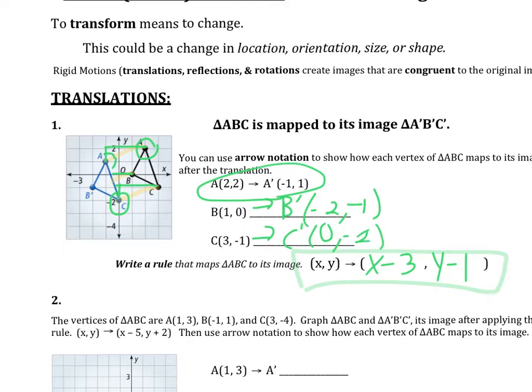Now I want you to notice something here. If you took the original points and applied this rule that we wrote out to the original points, you would get the new points or the image points. For example, look at point A. Point A is at 2, 2. If I subtract 3 from the x and subtract 1 from the y, what do I get? Well, 2 minus 3 is negative 1, and 2 minus 1 is 1. So I get negative 1, 1 for A. The same would be true for B and C. The last thing I want you to notice about this is a translation is an example of a rigid motion. These shapes are exactly the same size, same shape. It was just shifted.